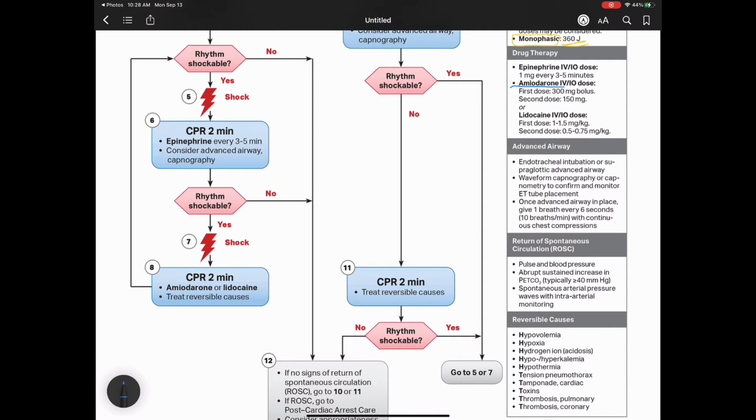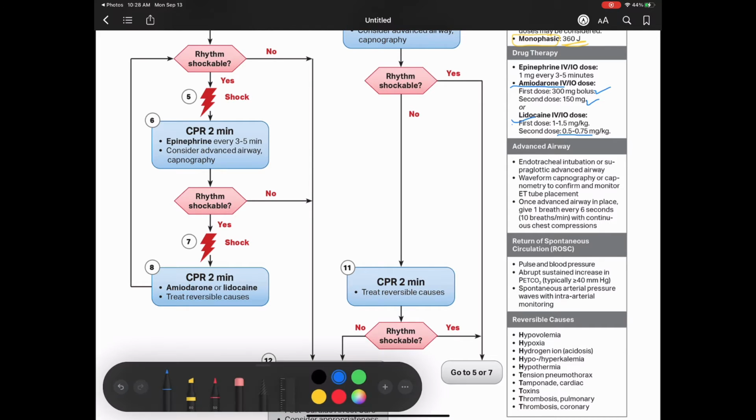Amiodarone is also given intravenously or intraosseously. There are two doses. First dose should be 300 milligram bolus and second should be 150 milligram bolus. Amiodarone is an antiarrhythmic drug which is of equal efficacy in CPR as lidocaine. Lidocaine is given IV or IO. First dose should be 1 to 1.5 milligram per kg, second dose should be 0.5 to 0.75 milligram per kg.